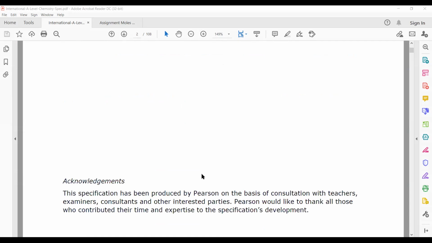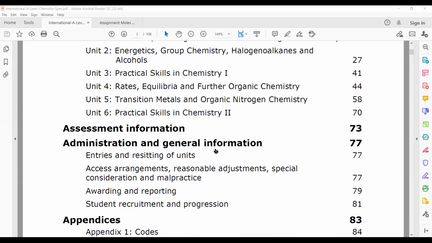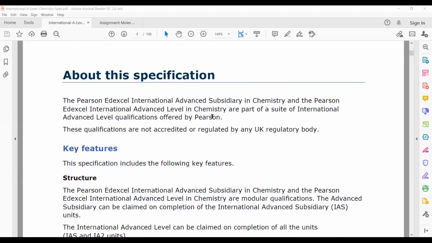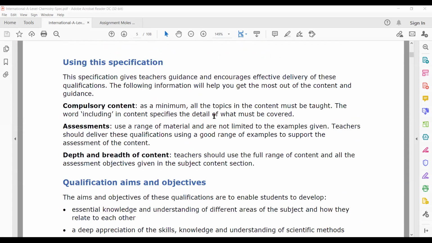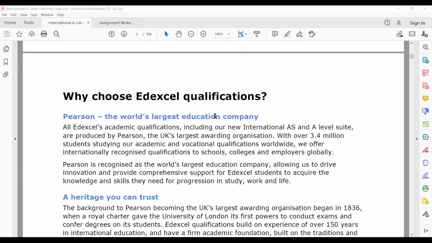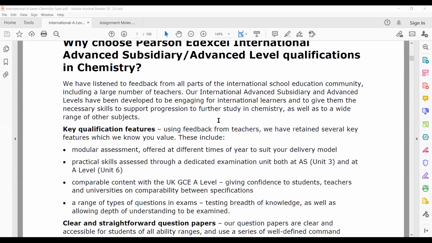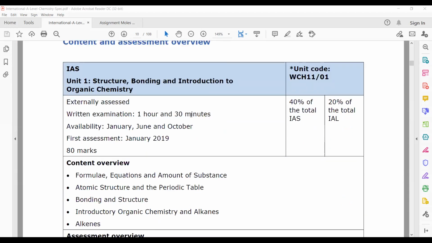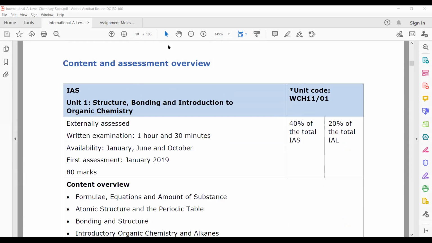The topics which will cover the syllabus as well as the unit description. So this is all about the syllabus. So first one is unit 1, the content and assessment overview.